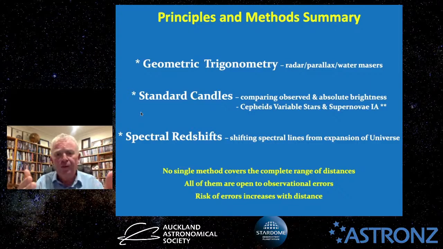All of them are open to observational errors. When you start observing and making measurements of anything in nature, there's going to be errors involved. You don't know for certain. The other thing is the risk of errors increases with distance. And it makes sense. If you measure something sort of yay big, you're going to have some error in there, but you know the error is going to be pretty small. You start measuring something up to really, really big distances, the bigger the error is going to be. So those three things are important to keep in mind.